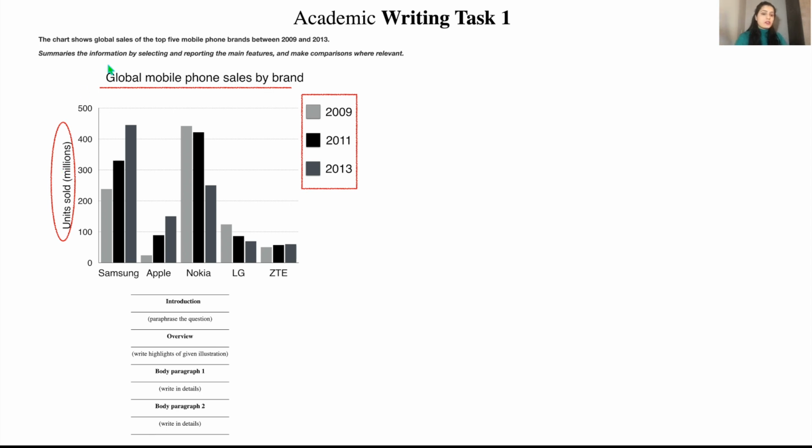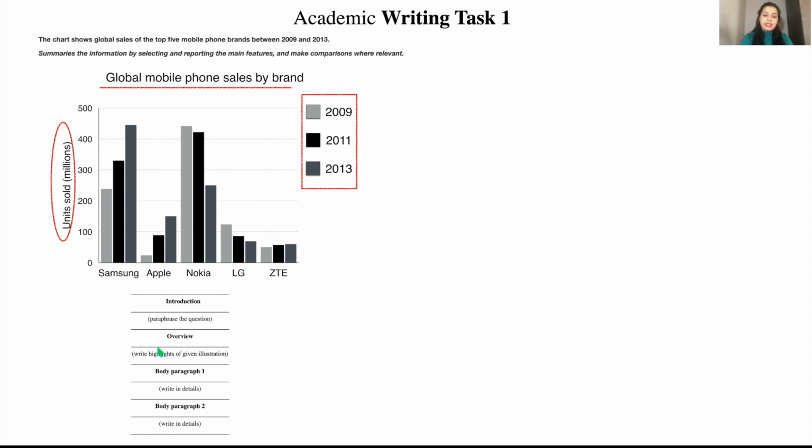All right, so as we have already seen what is given to us, now you can see a simple structure to write the task 1. I think many of you have used this before, but I have introduced it for freshers who haven't got a correct idea about this. So this is a simple structure that we have to follow. First is the introduction, where you have to paraphrase the question. And what is the question? The question is: the chart shows global sales.